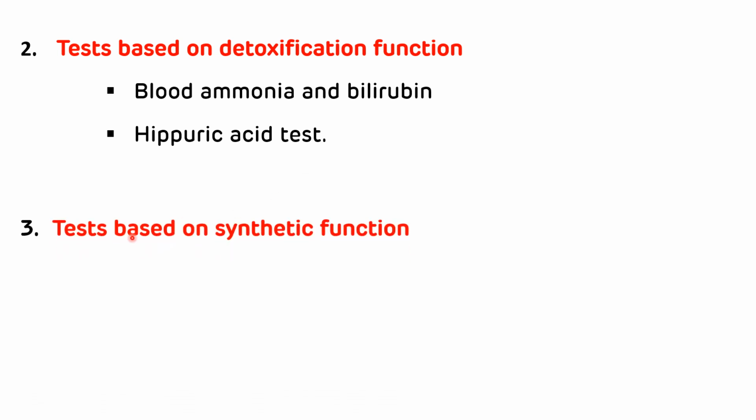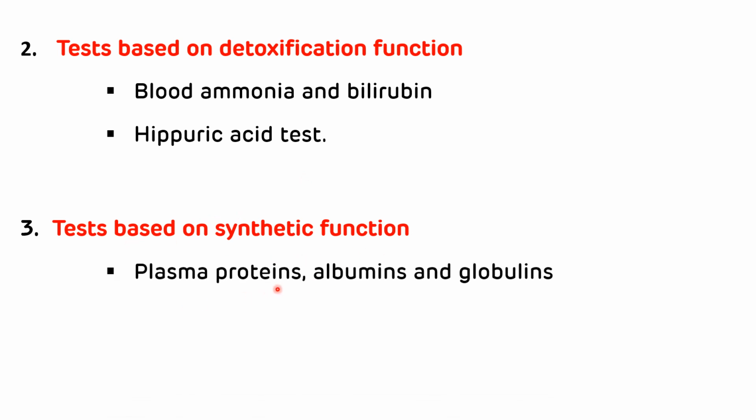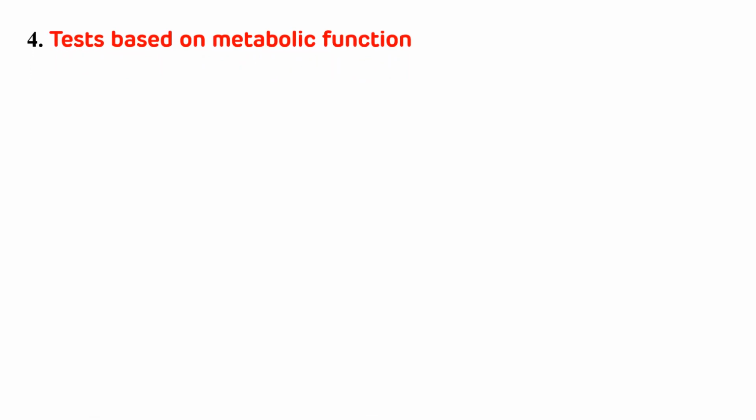Third category is test based on synthetic function. In that, first one is estimation of plasma protein, albumin and globulin, and estimation of prothrombin time. Fourth category is test based on metabolic function, and in that, first one is galactose tolerance test. Galactose is exclusively metabolized by liver and it gets converted to glucose. But in hepatic dysfunction, this metabolic capacity of liver is decreased. That is the first test based on metabolic function.